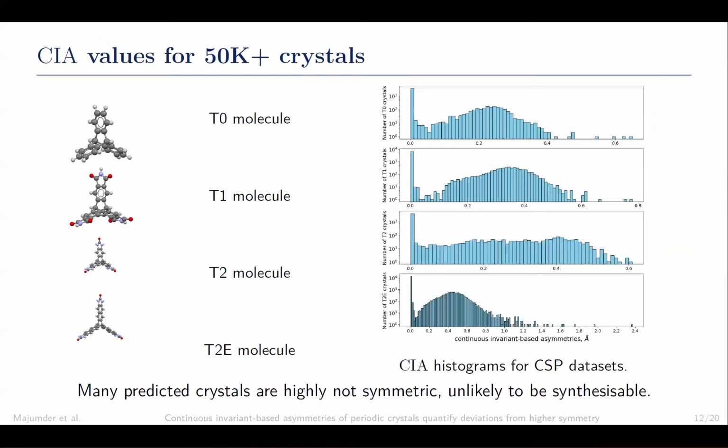All structures in these 4 CSP datasets were generated with z prime equals 1, but a final energy minimization allowed this symmetry to be broken. So we can see that many predicted crystals are highly asymmetric, and we can say that these structures are unlikely to be synthesizable.